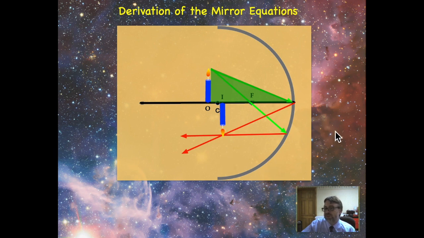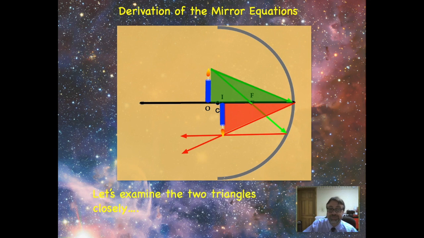Now I'm going to do the same thing below the axis. The image also makes a triangle. So I have two triangles here, with one side being the object for the green triangle and the image being a side of this red triangle. Well, I can use these two triangles to derive our first equation. So let's take a look at these two triangles separately.